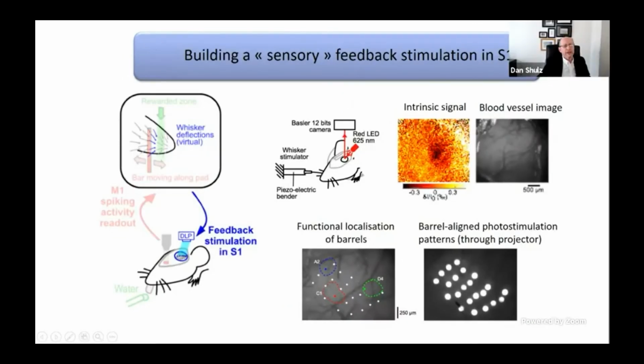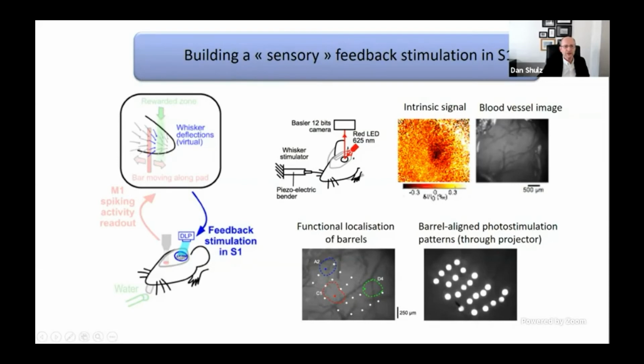Okay, so on the other hand, we have to build the sensory feedback to stimulate a somatosensory cortex. The actual position of the light bar was fed back into the somatosensory cortex as light. We had barrel-aligned photostimulation patterns through a projector, and we could stimulate individually each one of the barrels on the somatosensory cortex.